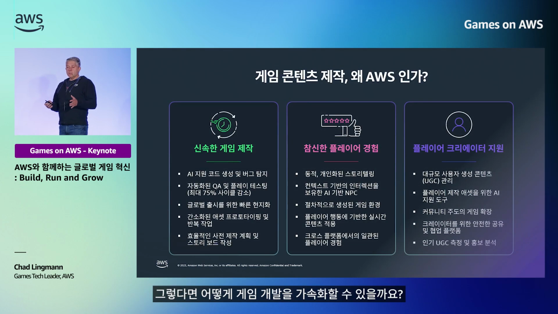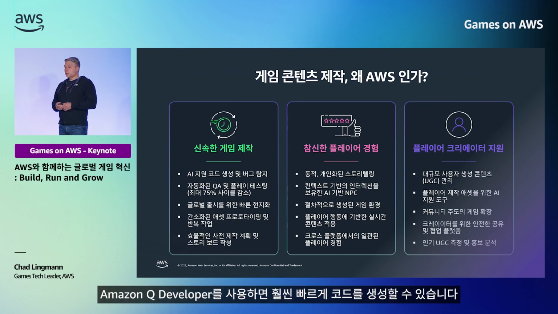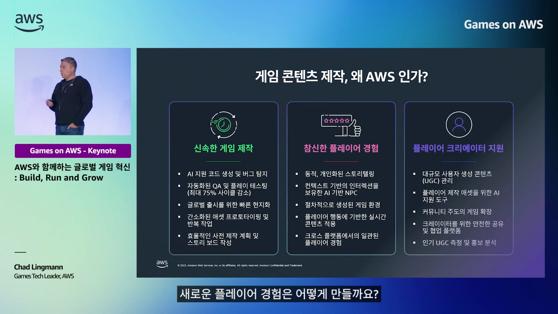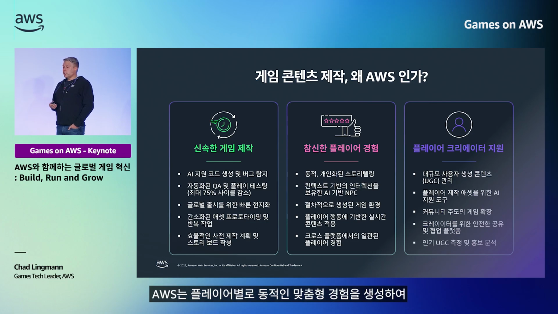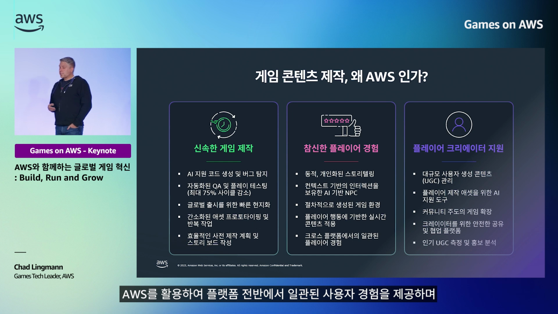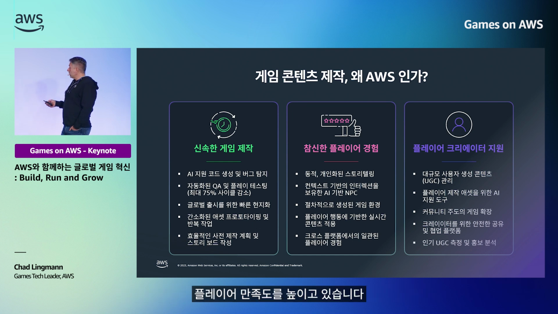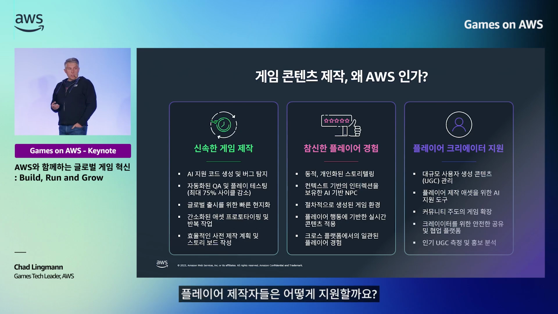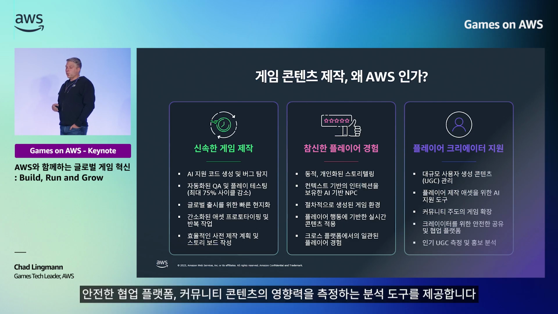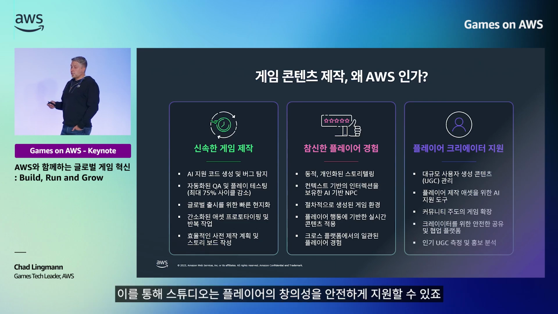So how do we speed up game development? Q Developer can help you with faster code generation. We have solutions and partners for automated playtesting, for example. How do we create novel player experiences? Through solutions that create dynamic, personalized experiences that keep players engaged. Electronic Arts is an example of a customer that uses AWS to deliver consistent experiences across platforms that enhance player satisfaction. And how do we empower player creators? AWS partners provide scalable solutions for user-generated content moderation, secure collaboration platforms and analytics to measure community content impact, which allow a studio to support player creativity safely.